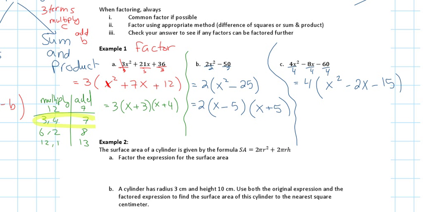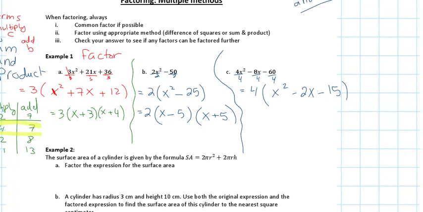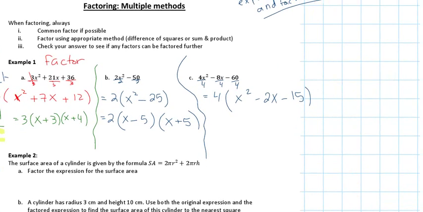Trinomial, so I have to follow which method? Sum and product. Okay? So I'm looking for two numbers that multiply to what and add to what? Multiply to negative 15, add to negative 2. Good. So get your green sheet out. What multiplies if B is negative and C is negative? They're both negative. Large is negative and small is positive.